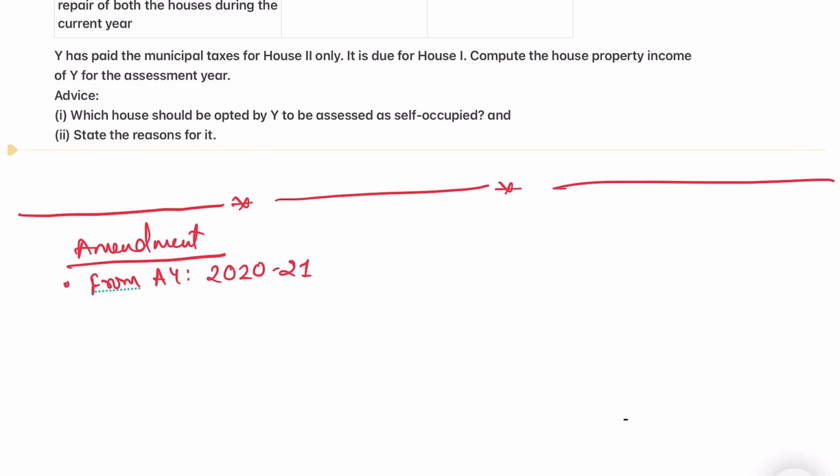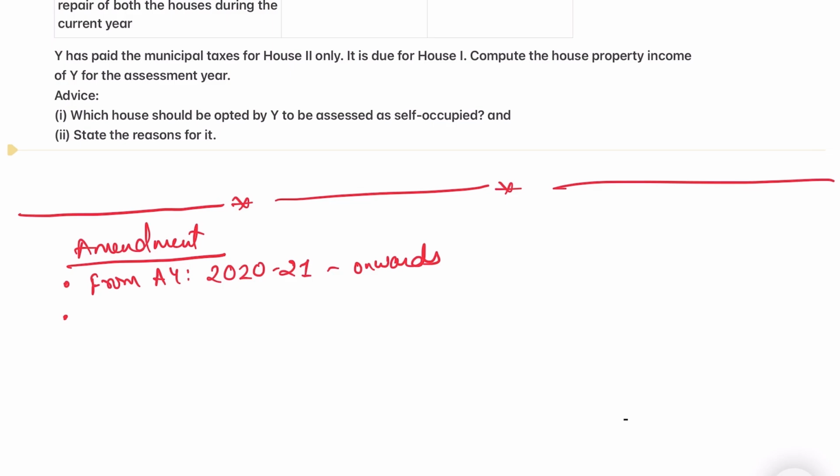Please don't waste your time writing while watching these sessions and understanding the concept. You are advised to write only while doing answer writing practice, or if you are making a last-day revision note, and that too should be minimal. Focus on understanding, gain the vocabulary after reading the provisions multiple times, and then do answer writing practice. Clear? The amendment applies from assessment year 2020-21 onwards.